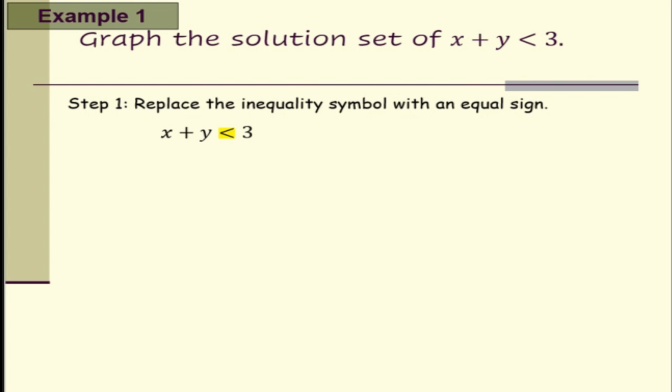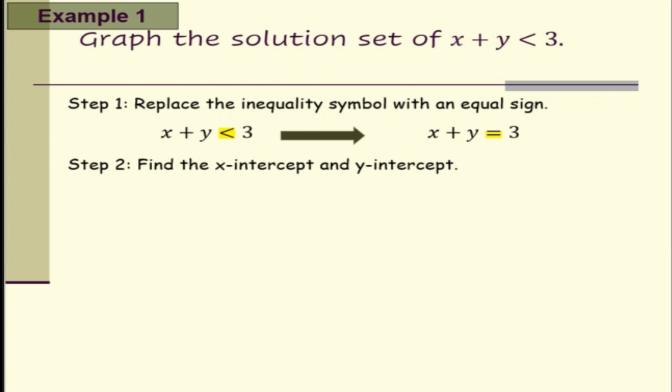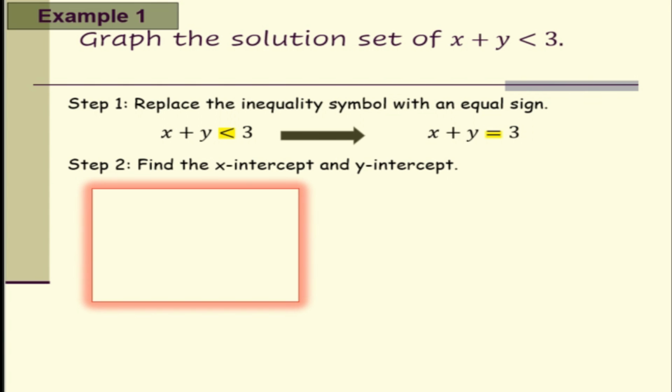So in here, the inequality x plus y is less than 3 becomes x plus y equals 3. Step 2. Find the x-intercept and y-intercept. To find the x-intercept, let y is equal to 0. Copy the equation x plus y is equal to 3. Then substitute 0 in place of y. We have x plus 0 is equal to 3. X is equal to 3.